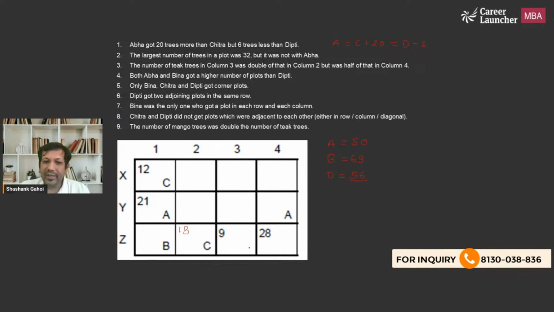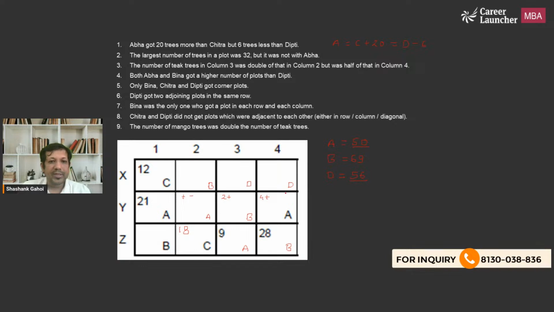Now, I know D should be consecutive, not adjacent to C. So it means D should be here, D should be here. It means B should be here. Now, B should be here. So I got the arrangement of people. That's important. So A, I need to give as 50. This is 21. This is 9. This is 30. This is T. This is 2T. And this is 4T.